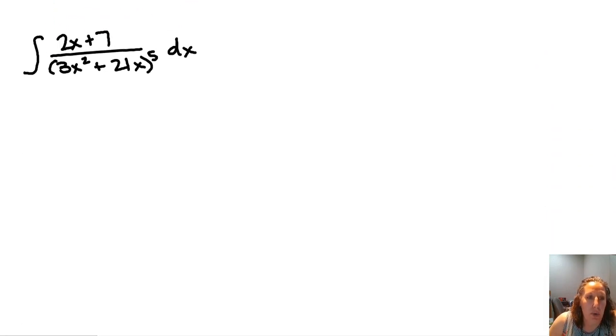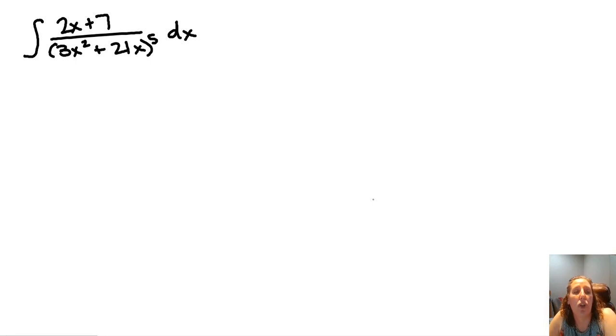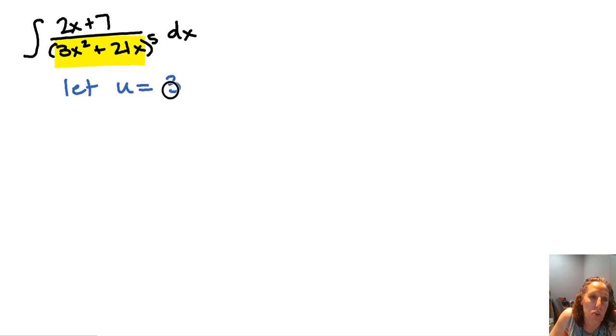Alright, let's do another example. Here we have the integral of 2x plus 7 over the quantity 3x squared plus 21x to the 5th. And so if we were doing a derivative on this, our inside function would be what's inside the parentheses there on the bottom. That is what we are going to let our u substitute for. So u is going to be equal to 3x squared plus 21x.